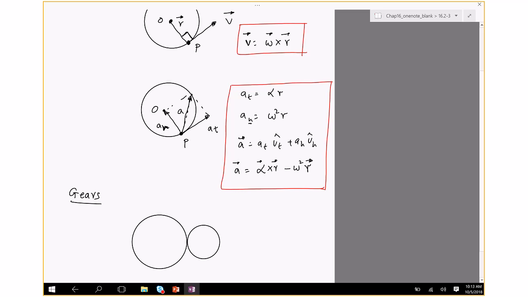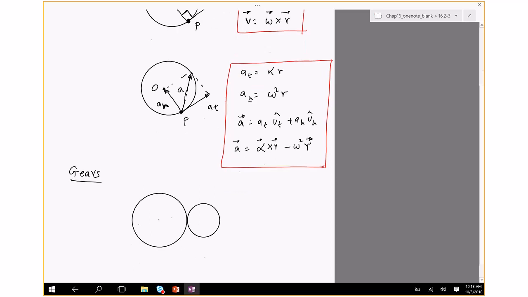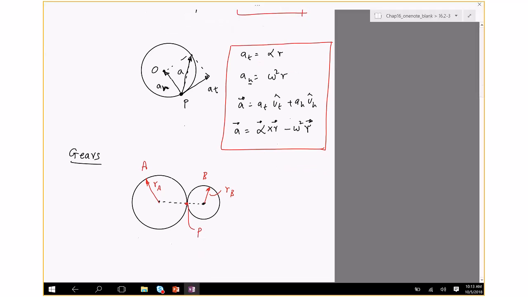Now, we've got to know a few things about how to analyze such systems, and that will be some of the questions we'll solve. If there are two gears meshing like shown, I'm going to join their center lines and put in the radii. Let's say that the radius of one gear is RA, the second one is RB. The right one is B, the left one is A. The point P is the point which is the intersection of those two gears.